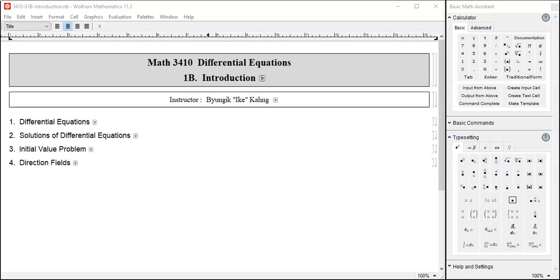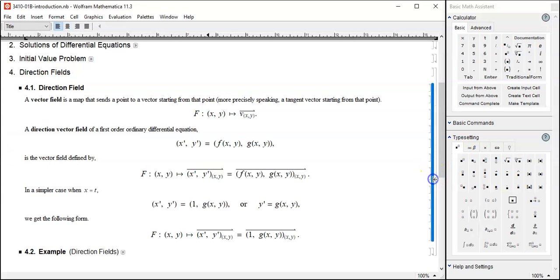Hello students, welcome back. The final topic here is direction fields. Not everybody completed Calculus 3, multivariable calculus, so not everybody is familiar with the concept of vector field, so I'll have to review a little bit further along the way.